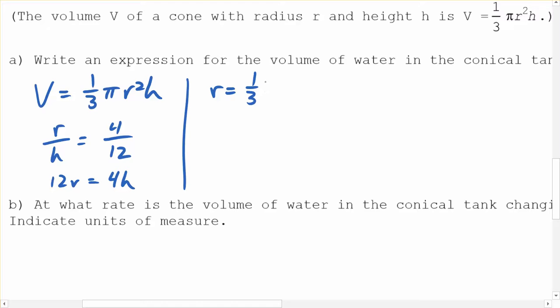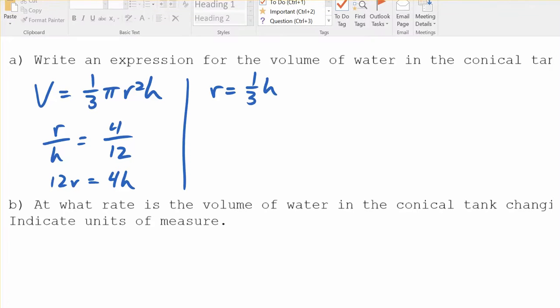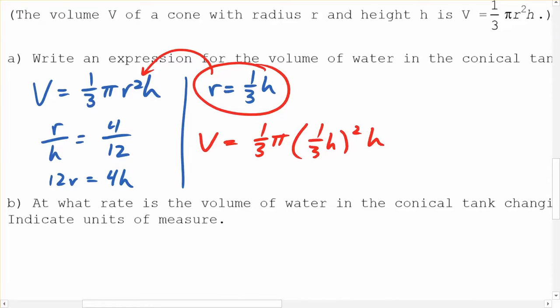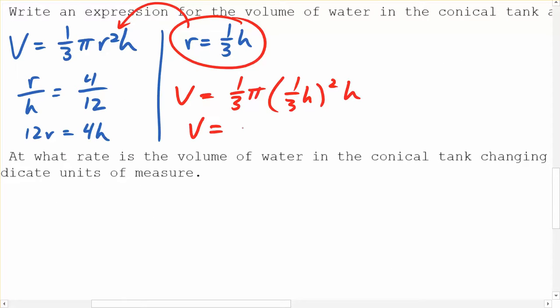r equals 1/3 h. So where do you take this? Where do you plug that in now? This goes in right there. So what do you end up with? Volume is equal to 1/3 pi times what? 1/3 h squared times h. Simplify that. Combine some terms. What do you end up with?